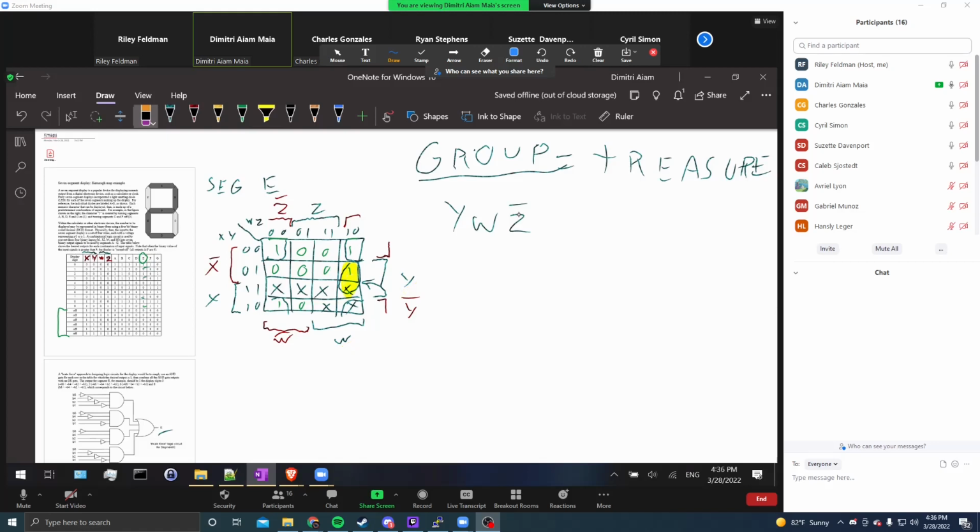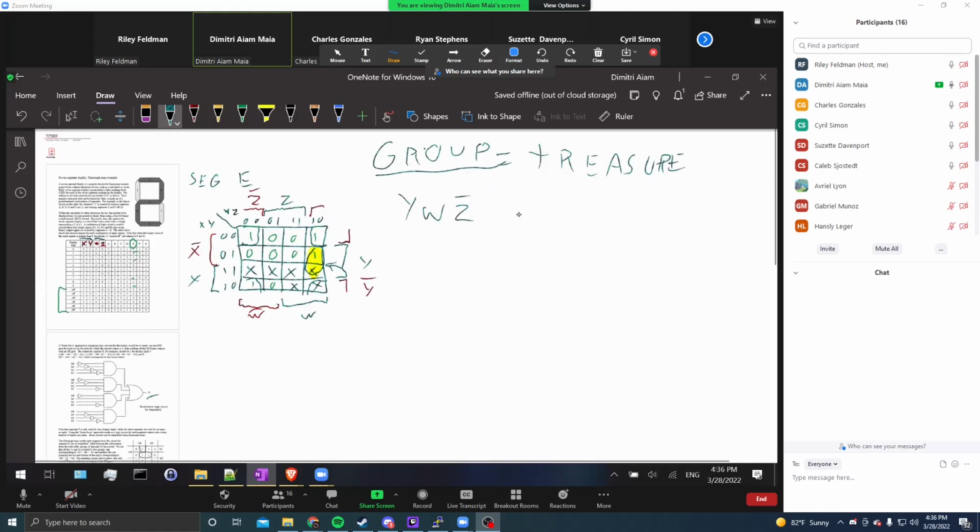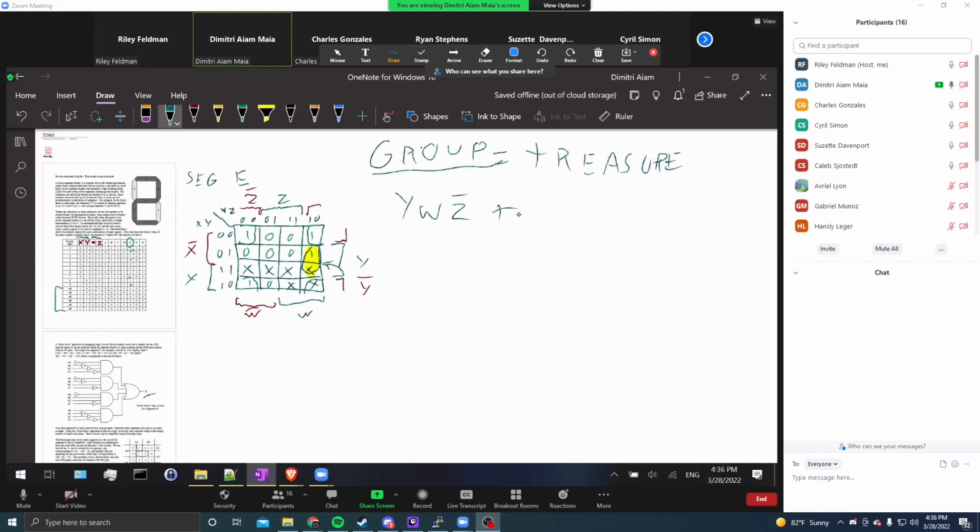It's a little bit hard to see that the K-map just extends itself to the sides forever. So this is the first treasure. Now we need to find the next one. The next one is going to be this group over here on the sides. So the group on the sides would be this group over here.